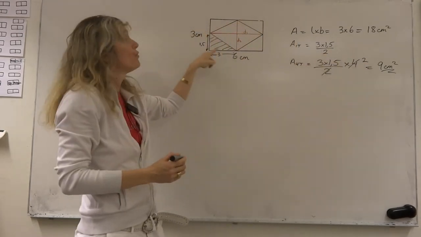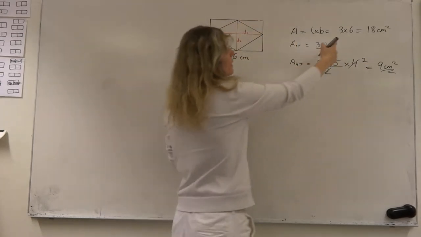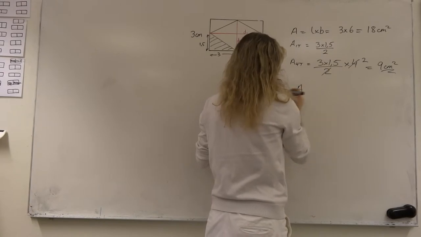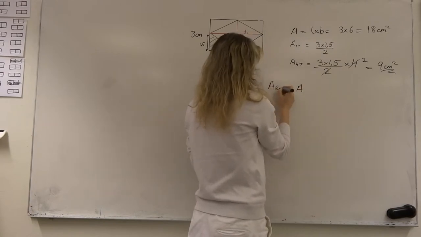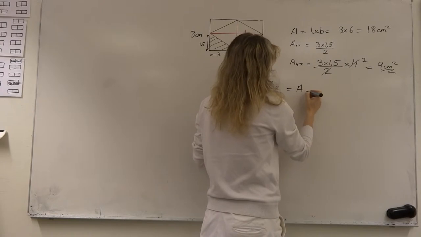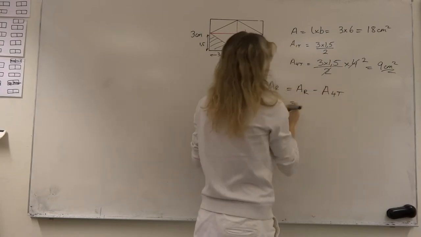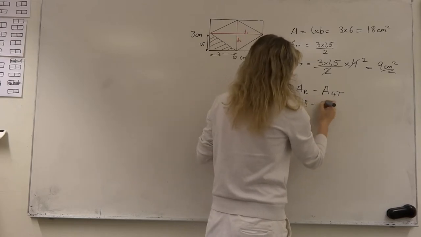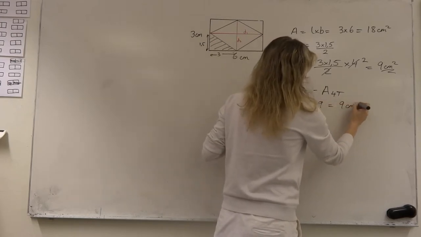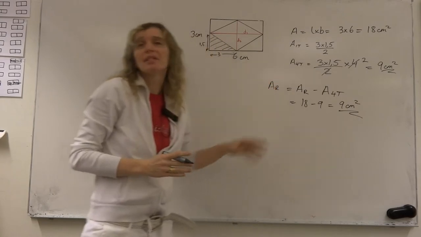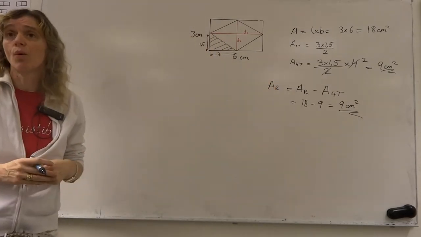So the area of the rhomb in the middle must be the area of the whole rectangle minus the area of the 4 triangles, which would be 18 minus 9, which would give us 9 centimeters squared. And we can absolutely work it out like that, but it takes a while.